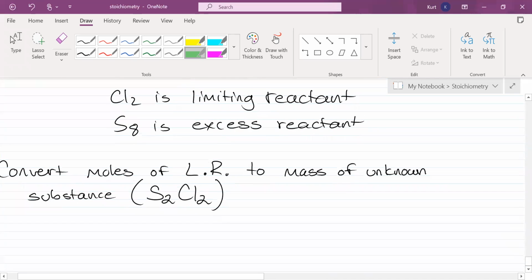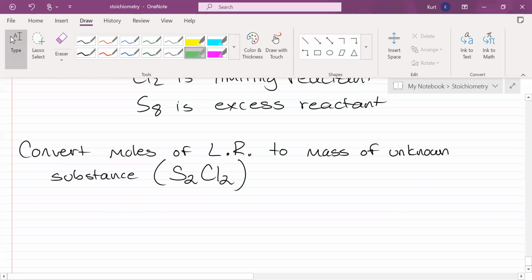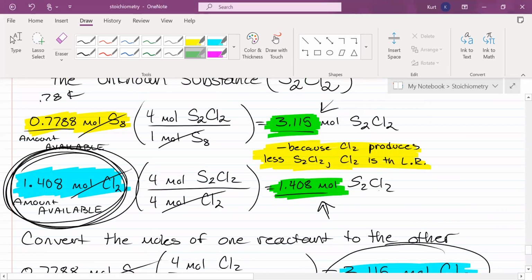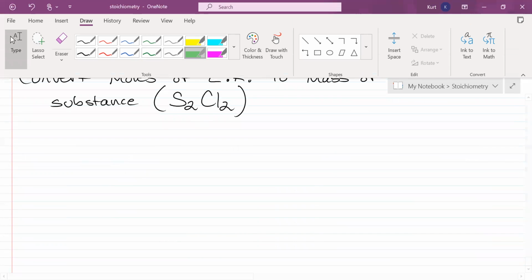We need to turn it to mass. We haven't done it to mass yet. We did it to moles. So Arshawn is right. We did half of that problem already, but we're going to go back up here. Just so you guys will be able to handle this all on your own, Jade, what is the amount of moles of our limiting reactant? I know there's a lot of numbers here. Give yourself a second. Tell me what it is. 1.408. You got it. So the moles of our limiting reactant is 1.408 moles of Cl2.